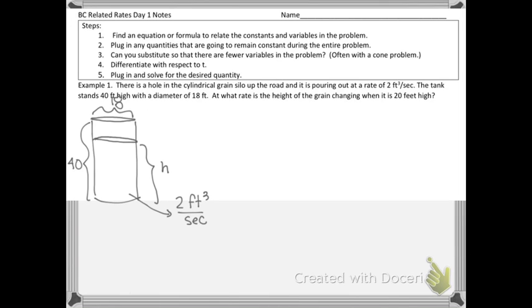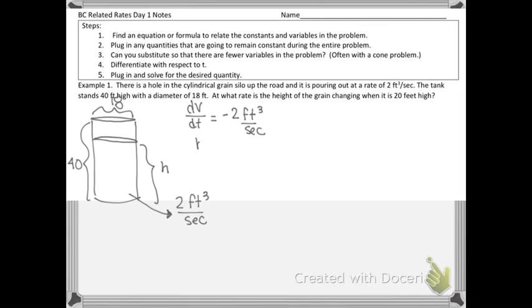That's actually a rate of change of volume. Look at the units, cubic feet per second. So we're going to call that rate dV/dt. And since the grain is pouring out, the volume of that grain column is decreasing at 2 cubic feet per second.